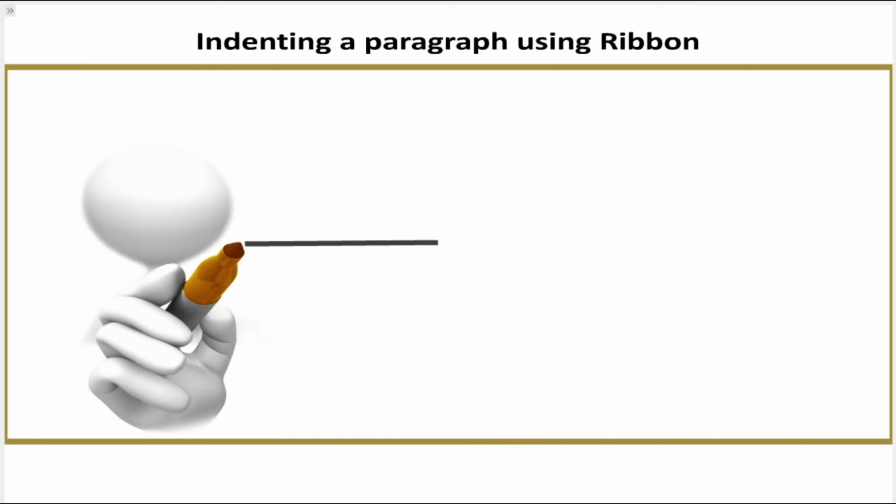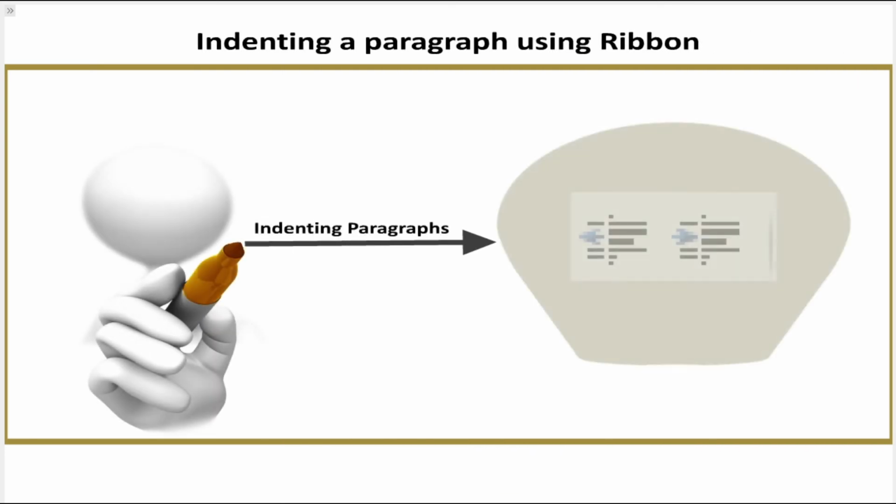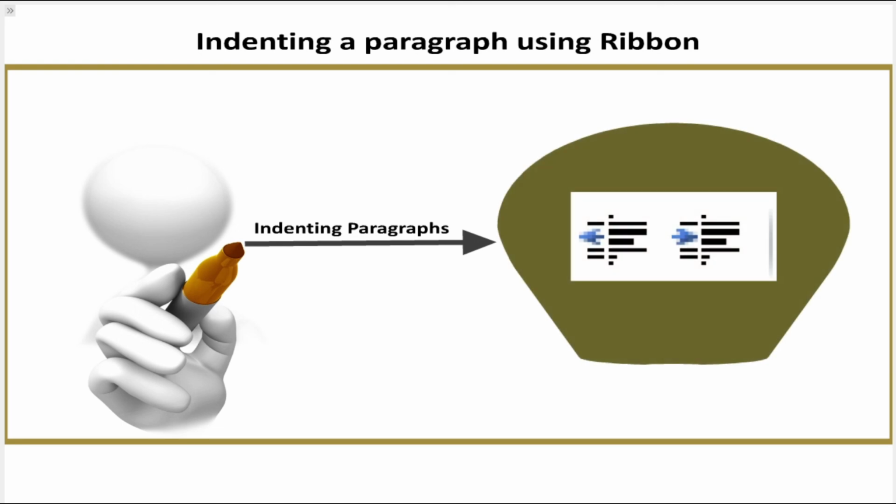To indent a paragraph using the ribbon, select the paragraph that you want to indent. On the Home tab, in the Paragraph group, do one of the following. To increase the left indent of the paragraph in half-inch increments, click the Increase Indent button. To decrease the left indent of the paragraph in half-inch increments, click the Decrease Indent button.